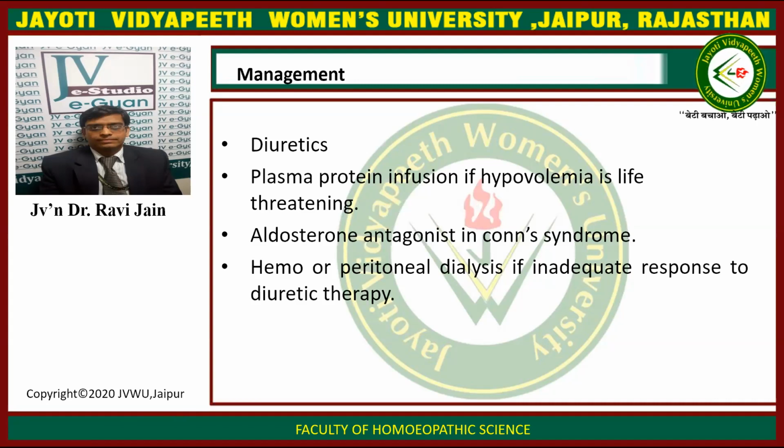Management: diuretics can be administered. Plasma protein infusion if hypovolemia is life-threatening. Aldosterone antagonist in Conn's syndrome. Hemo or peritoneal dialysis if there is inadequate response to diuretic therapy.